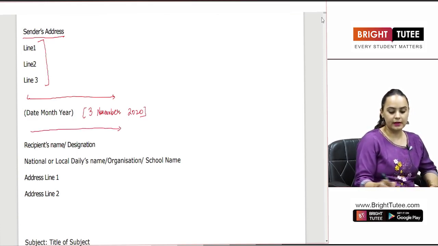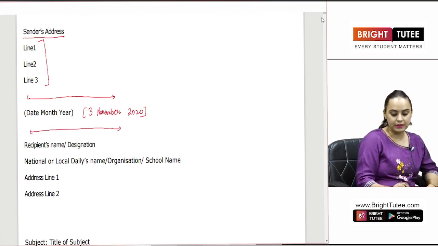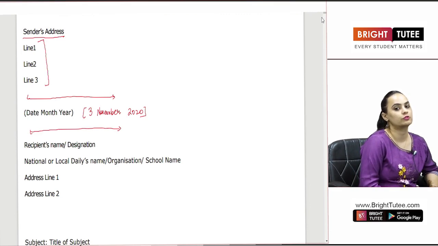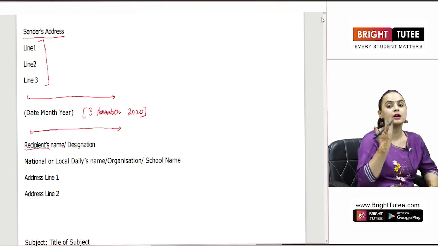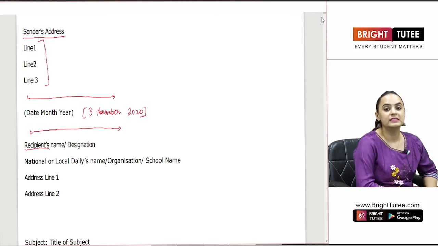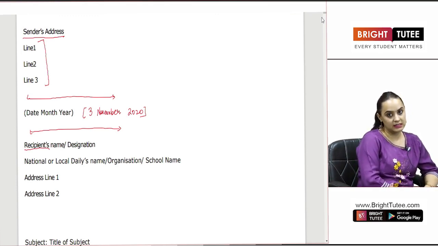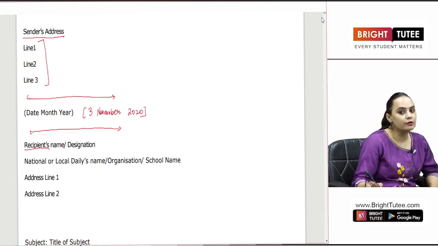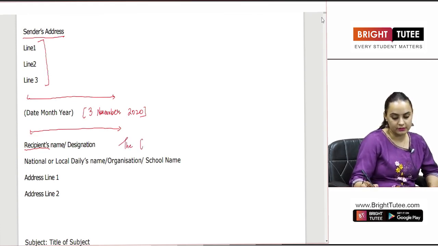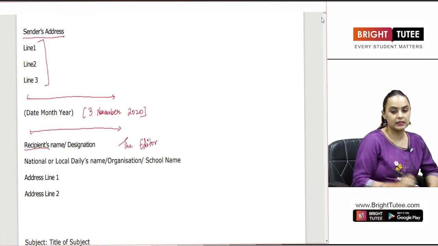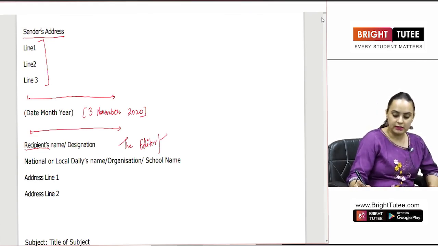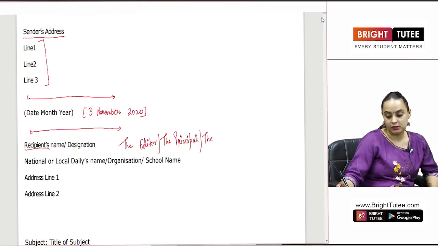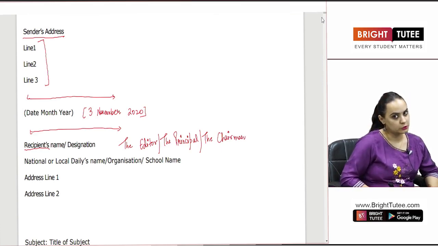Then again we leave a line. We write the recipient's name or designation. Recipient means the one you are sending the letter to, the receiver's name and the designation. For example, if you are writing the letter to the editor of some magazine, you will write the editor. If you are writing the letter to the principal of the school, you will write the principal. If you are writing a letter to the chairman of some organization, the chairman, and so on and so forth.